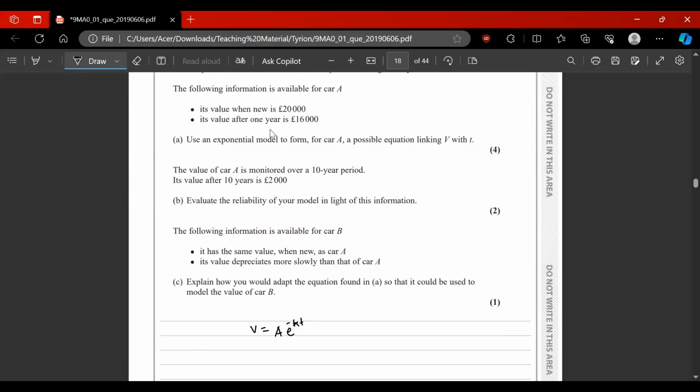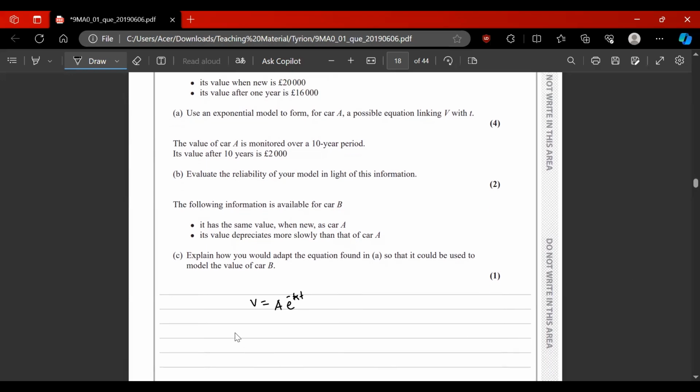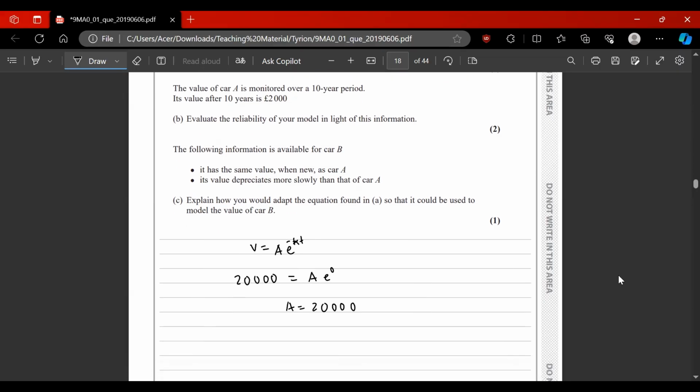So we know that when it's new, it's £20,000. So 20,000 is equal to A times e to the power 0, since here t is equal to 0. So this gives us A is equal to 20,000. So we found our constant A. Now we need to figure out what the value of our constant k is.